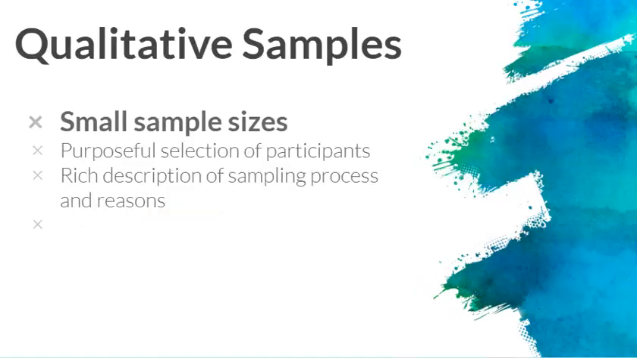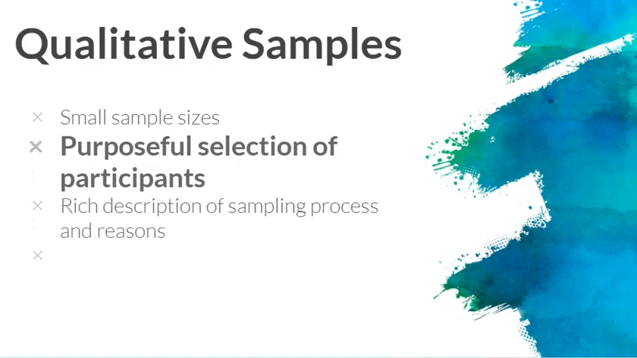So again, qualitative samples are going to be small sample sizes. We're not going to say this is a limitation of the study. This is what we expect in a qualitative sample: that it's going to be a small sample size, and that there's going to be a purposeful selection of participants. We're not going to choose them randomly. So again, this is not a limitation of the study. This is how qualitative research is done.